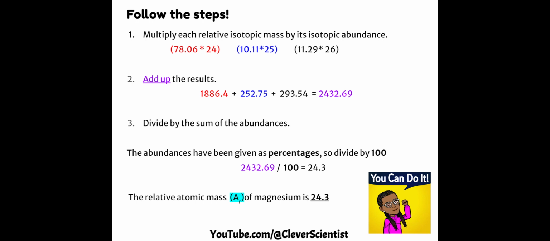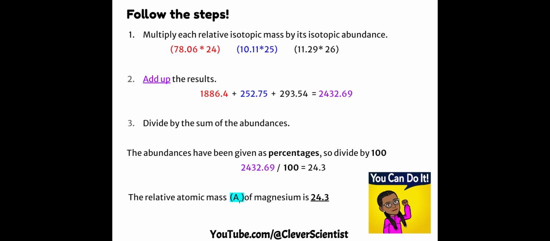A little clue here. If you look at your periodic table and you look at the relative atomic mass of an element and you see that the number is not a whole number, that's a big telltale that that element has isotopes.